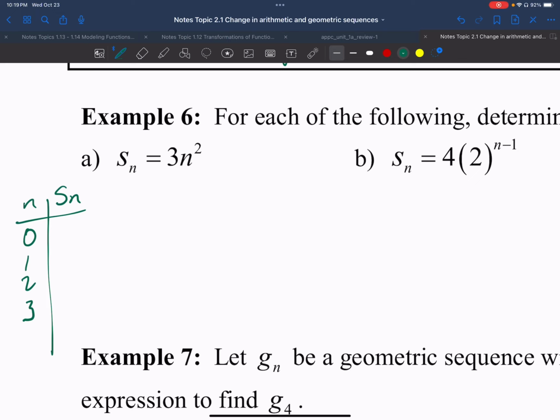So when I plug in 0, in here is 3 times 0 squared. 0 squared is 0 times 3, which is 0. For the next one, I'm going to input 1, 1 squared, which is 1, times 3, which is 3. For the next one, 2 squared, which is 4, 4 times 3, which is 12. And then for the last one, 3 squared, which is 9, 9 times 3, which is 27.